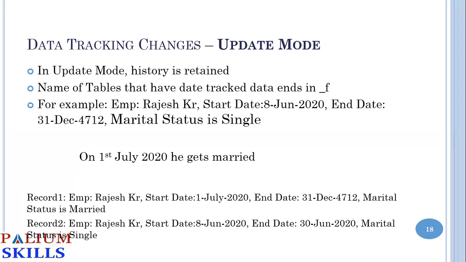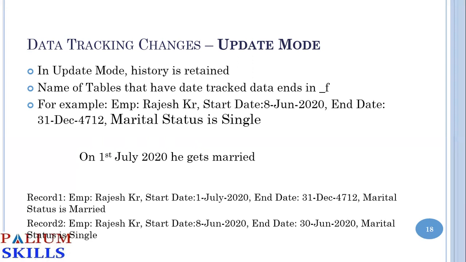So what the system is going to do is, if you make an update as of 1st of July 2020, the system will start a new record for Rajesh starting from 1st of July 2020 and ending on 31st December 4712 with the marital status as married, because he got married on 1st July.